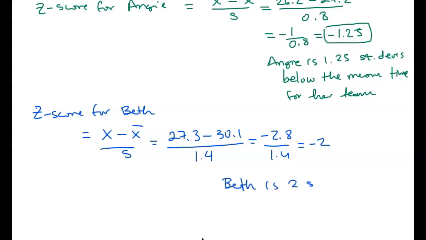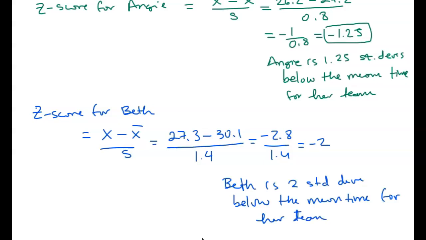Beth is 2 standard deviations below the mean time for her team. Alright, so basically from here you can conclude, if I'm comparing their times with their team members, Beth is doing better because she is further away from the mean than Angie is.